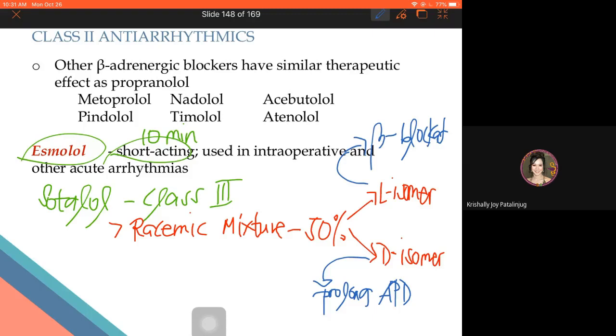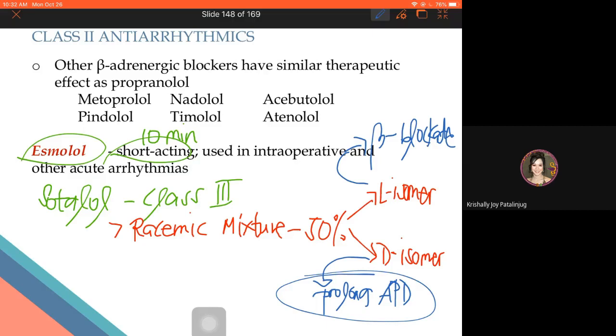It has something to do with the SAR, the structure activity relationship in PChem 2. So that is why sotalol is classified as a class 3 antiarrhythmic, because it can prolong action potential duration. Right? Potassium channel blockers, class 3, prolong the refractory period. They prolong the ERP.